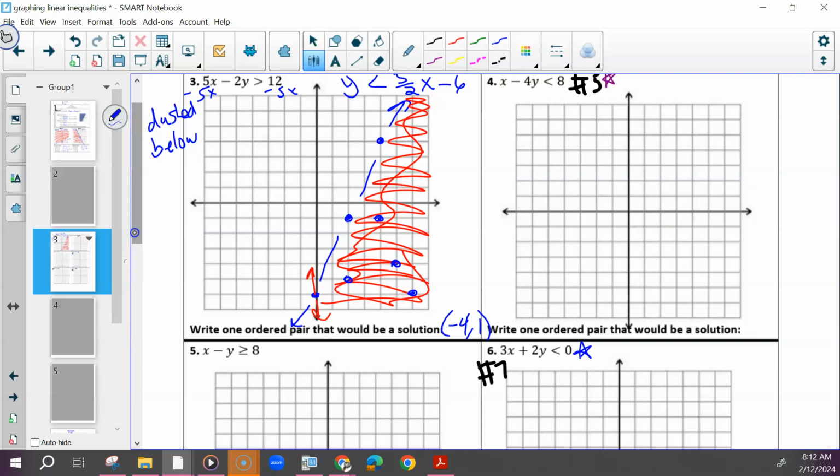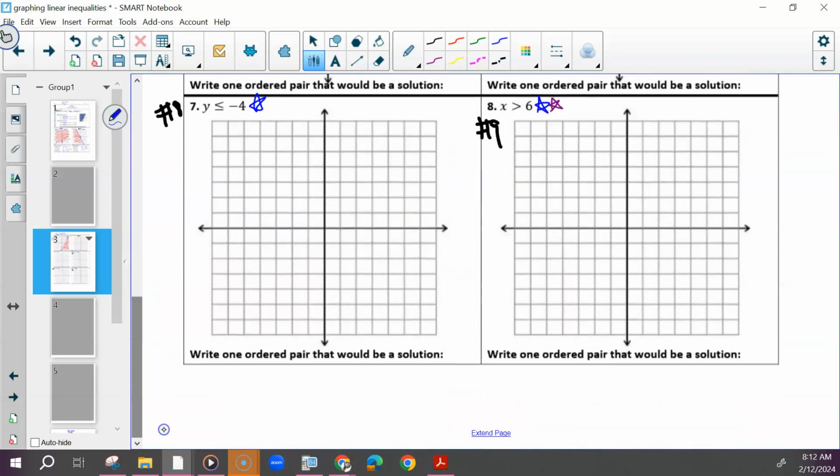Are there any other questions on this page you want to go over? I will say for these last two, you have to remember your x will be like when you did it on a number line. Greater than, you're going to go to the right. Less than, you're going to go to the left. The y, it'll either be up or down.